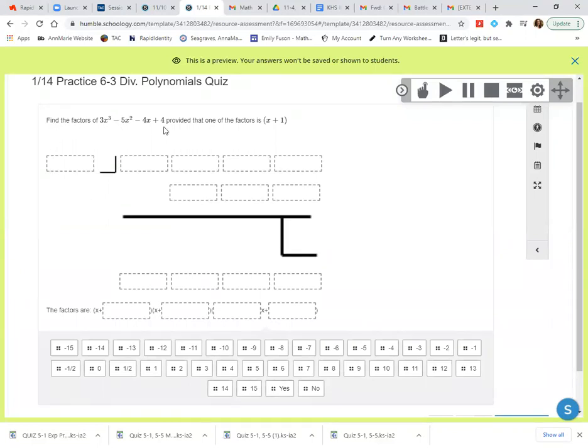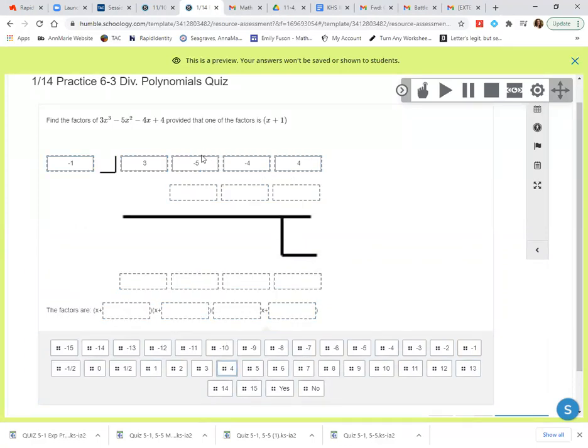It says find the factors, and then one of the factors is provided. So this is one of your factors. So I'm putting not a positive 1 there, but a negative 1. And again, I've already worked this on paper. So that kind of makes us go a little faster if you've done that. Or if you can pause and work it on paper. Negative 4. And then we have positive 4.